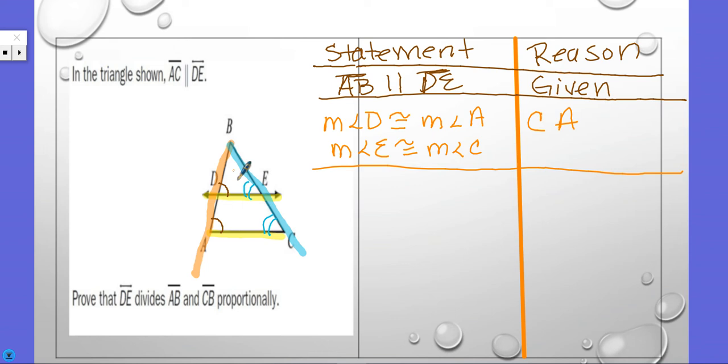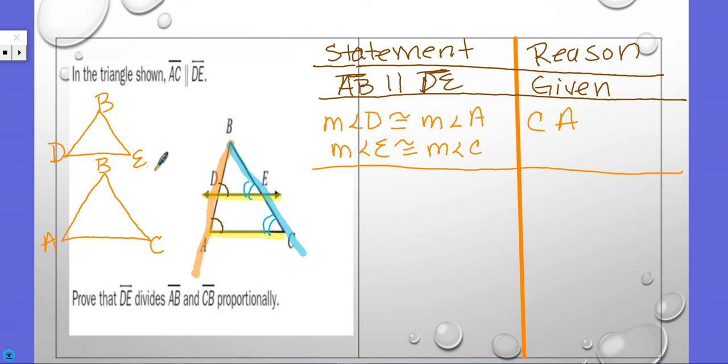Next, I'm going to break up these two triangles, because I'm trying to prove that this side is proportional to this side and this side is proportional to this side. So I'm going to draw the small triangle first, D, B, E, and then the big triangle should be A, B, C.